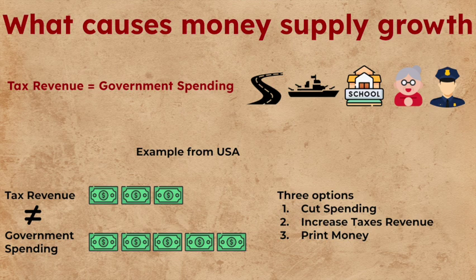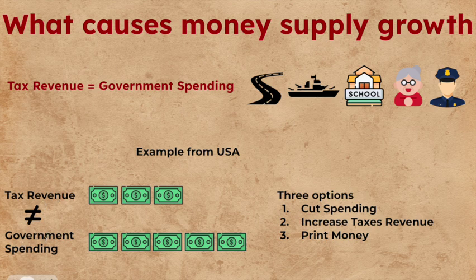And so I just wanted to take a quick second here to circle back to what I first mentioned in the beginning of this episode. Right? What causes money supply growth? Tax revenue must equal government spending. And so, right now the United States spends a lot of money on our defense. We spend a lot of money on schools, social programs for the elderly, police officers, roads, all these kinds of things. These are good things. We want these things. But the problem is that in the United States, our tax revenue does not equal the government spending.